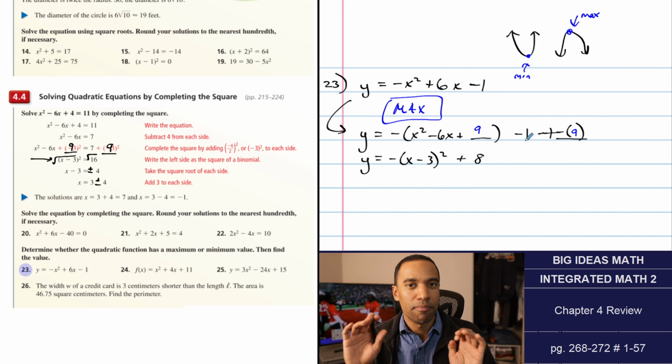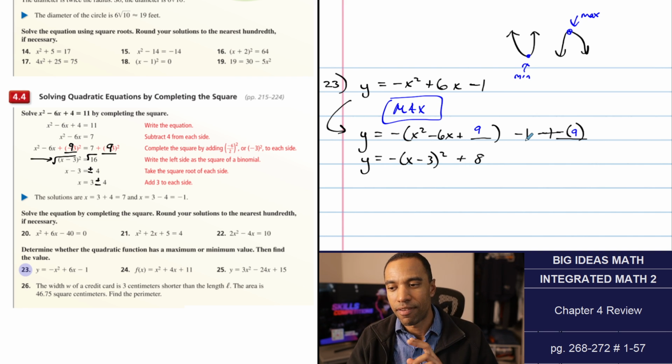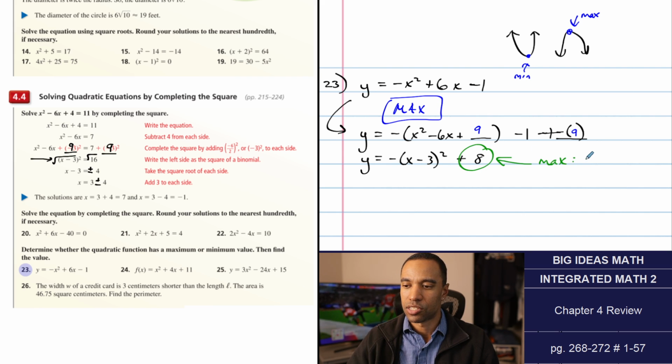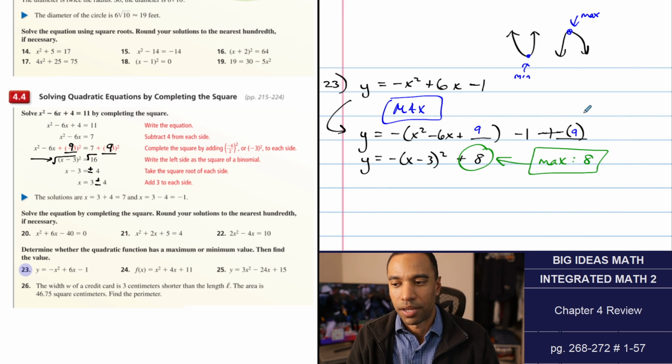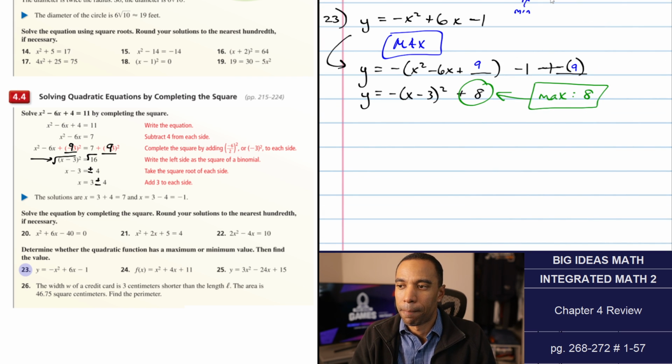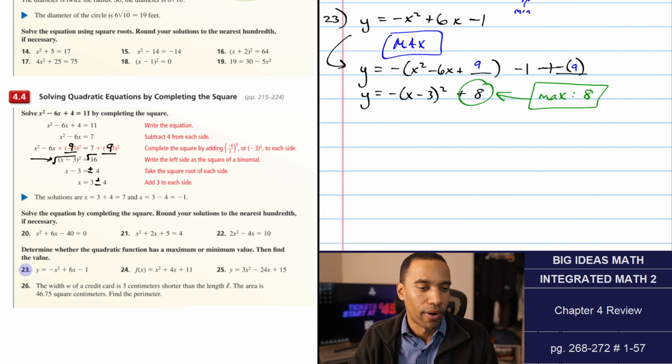But the maximum value or the minimum value is the y value of the vertex, which is this guy. Your max value, the max itself, is 8. That's what we got. The vertex is at 3, 8. The max is 8.